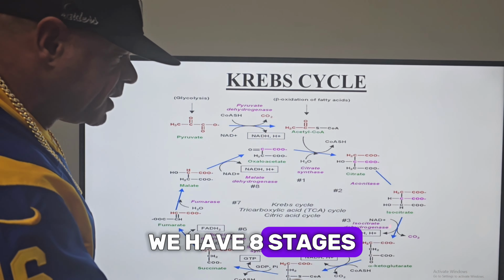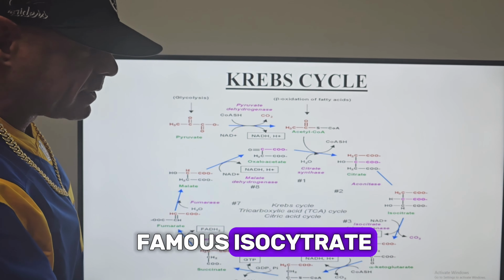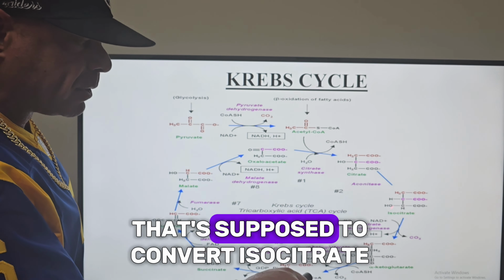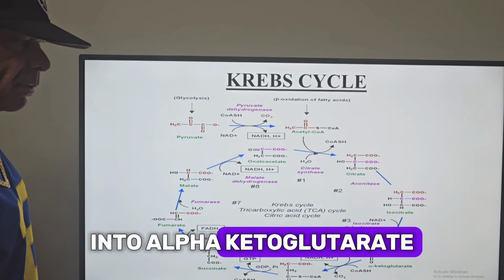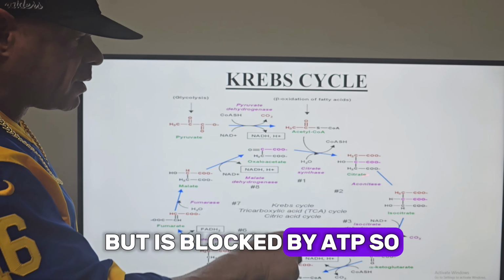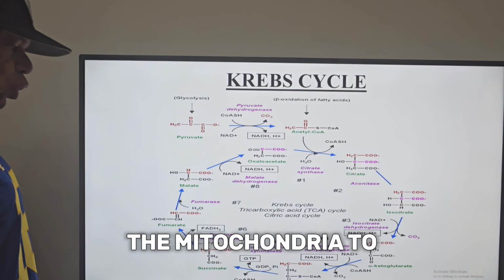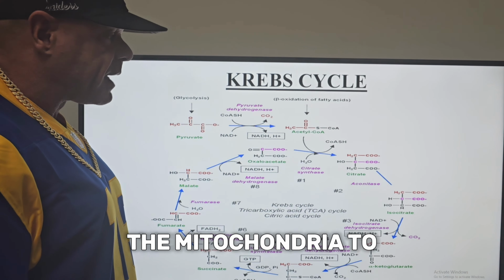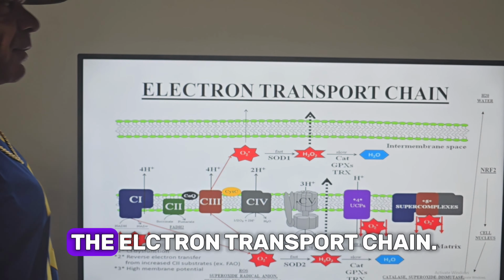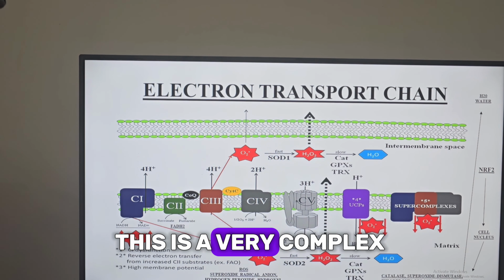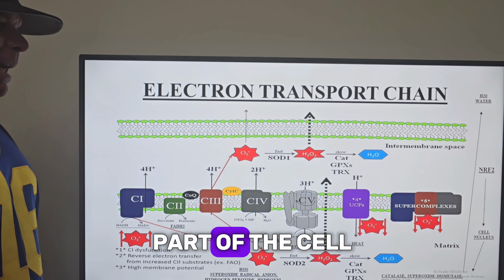We have 8 stages here. We have our famous isocitrate dehydrogenase here that's supposed to convert isocitrate into alpha-ketoglutarate, but it's blocked. So it goes back again to citrate, and this citrate can go out of the cell to form triglycerides. And we have the electrotransport chain. This is a very complex part of the cell.